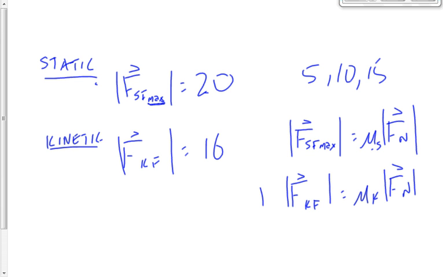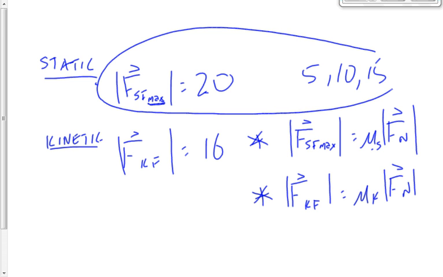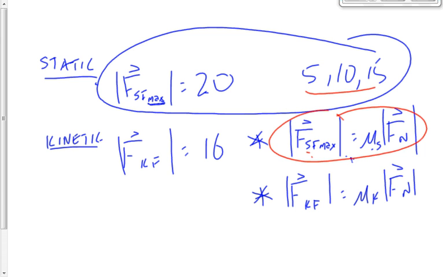Remember, as long as the object is moving, this one gives us the exact value of kinetic friction. This one doesn't give us the exact value of static friction. This one gives us the max value. So in the problem right here, the value that I would get out of this equation would be the 20. But if I push with 5, the force of friction isn't 20, it's only 5. If I push with 10, it's only 10. If I push with 15, it's only 15. This doesn't give me those values. This just gives me the maximum possible value.